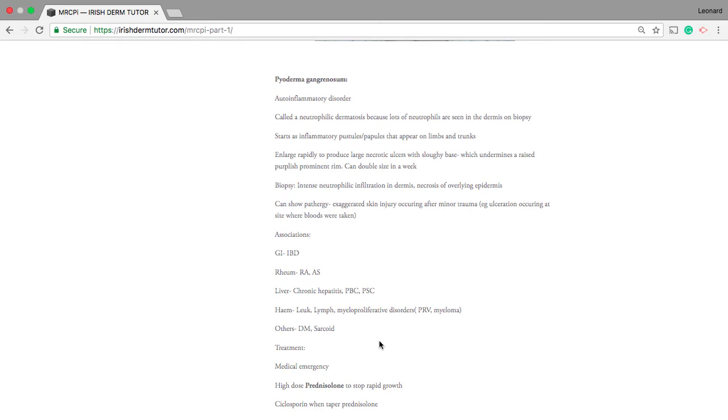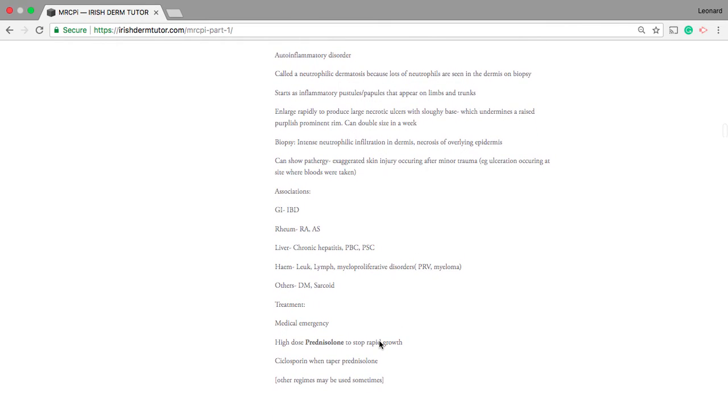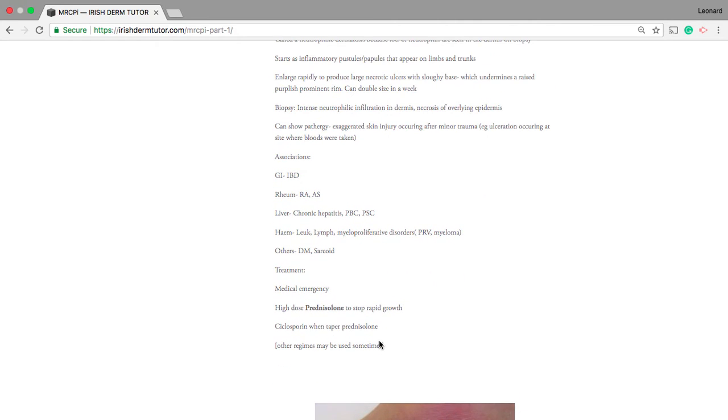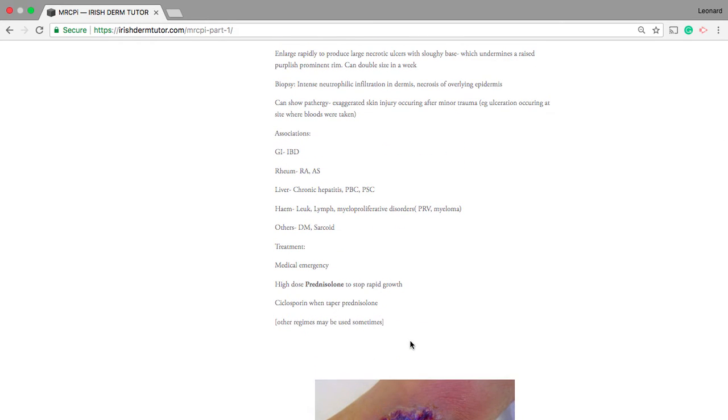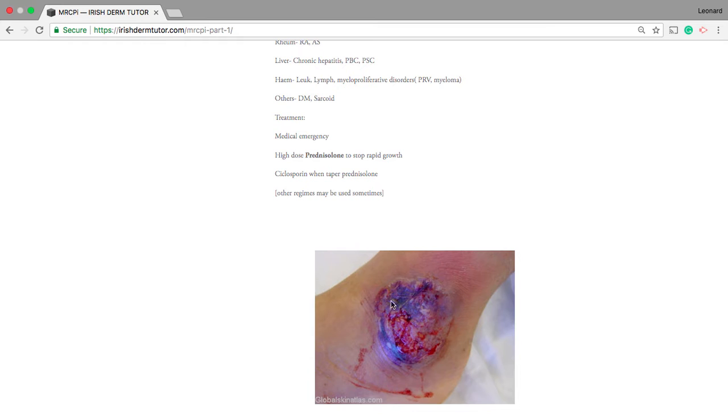So pyoderma gangrenosum, it's another autoinflammatory disorder, and it's called a neutrophilic dermatosis because lots of neutrophils are seen in the dermis when you take a biopsy. Now it tends to start as these inflammatory pustules or papules that appear on the limbs and the trunk, and they can enlarge rapidly to produce these large necrotic ulcers with a sloughy base. When you look around the border, you see an undermined border, and there's often a very violaceous or purple rim around it.